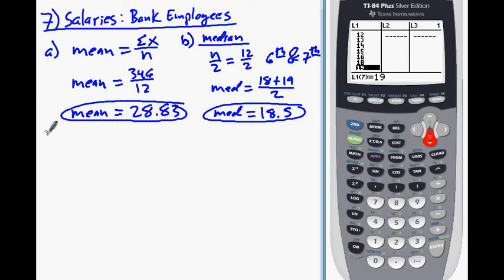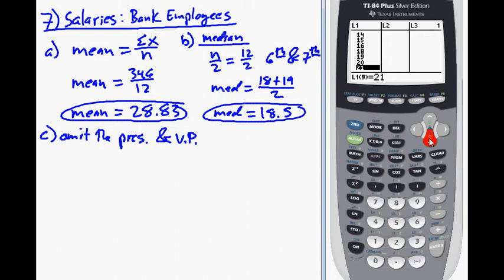And what part C asks you to do is omit the president and vice president. So we can go to our data. And of course, there's our vice president. We can get rid of him. And there's our president. We can get rid of her. And now we have omitted our president and vice president.